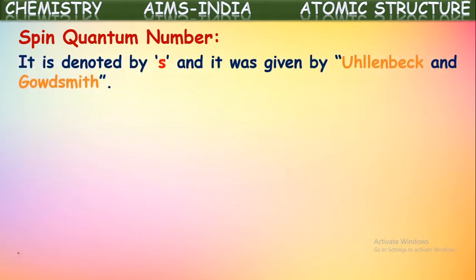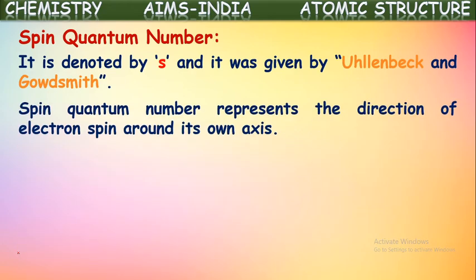Okay. Next one, spin quantum number. The fourth quantum number is spin quantum number. It was given by the two scientists Uhlenbeck and Goudsmit, and it is denoted with the symbol S. Spin quantum number represents the direction of electron spin around its own axis. Yes, electrons are just like the planets. They revolve around the nucleus and they have their own rotation also, self-rotation. This spin quantum number explains the self-rotation direction of the electron.